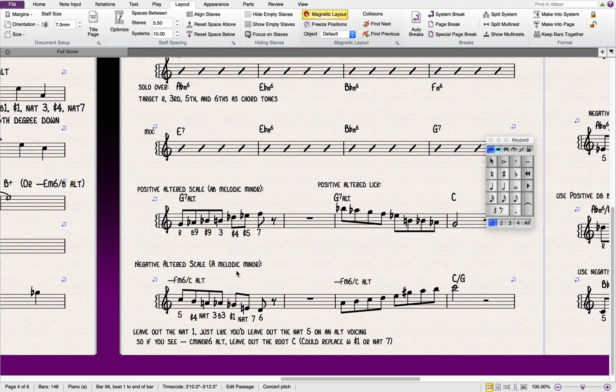And another thing, if you were going to see this on a chord chart, what you would do is you'd make sure you include the bass note, and you would leave out the root, and then just change the root to either a sharp 1 or a natural 7. Just like you would on positive altered, except you change the 5th to a sharp 4 or a sharp 5.